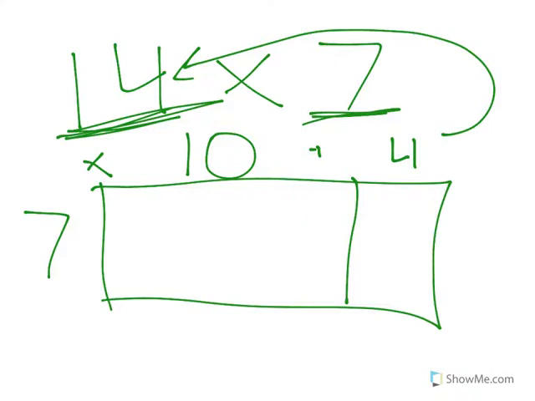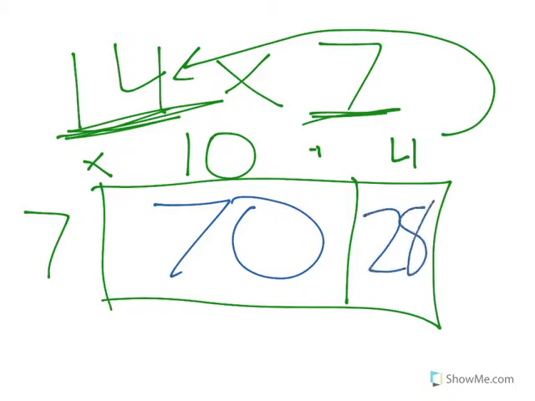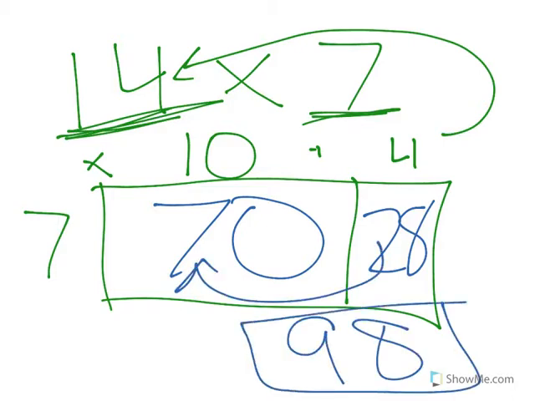7 times 10 is, what is it, class? Good, it's 70. And 7 times 4 is, perfect, 28. Now I just have to add those. 0 plus 8 is 8, 7 plus 2 is 9. So my answer is 98. Let's do one more.